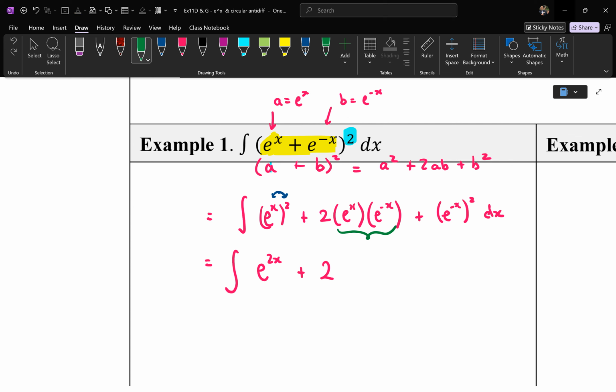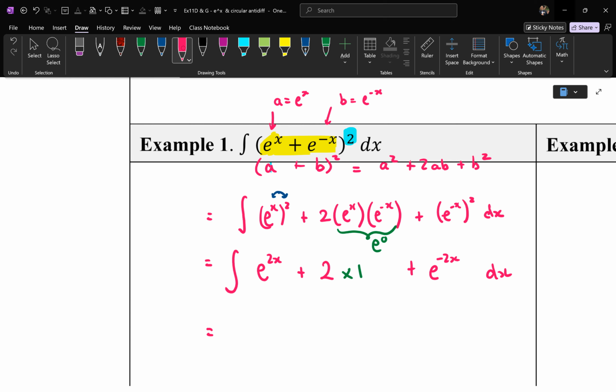Let's go with Joe. How do I simplify e to the x times e to the negative x? What does that become? E to the power of 0. E to the power of 0, because when you're multiplying the same bases, you add the powers. x plus negative x is 0. So e to the 0 is the same as writing 1. Very good. So that's like saying times 1 there. And then plus, this is now e to the negative 2x dx.